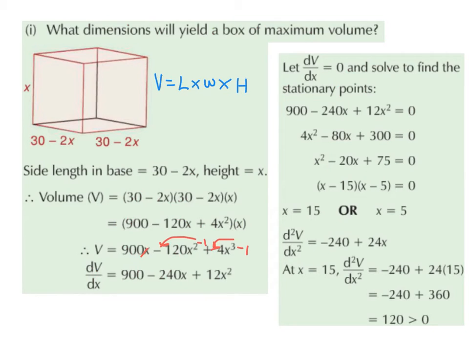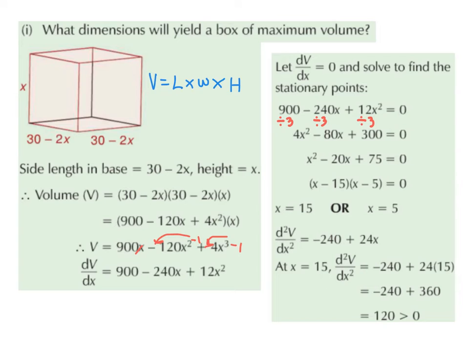Now, before I solve, I'm going to just simplify this as much as I can. So I'm going to think, well, what will divide into 900, 240 and 12? And that's going to be 3. So I'm going to divide across by 3. And I'm also going to start off with my x squared term. So 12x squared divided by 3 is going to give me 4x squared. And I'm going to put that in front because I like to have my x squared term in front. Next, I'm going to have my x term. So minus 240x divided by 3 is going to give me minus 80x.